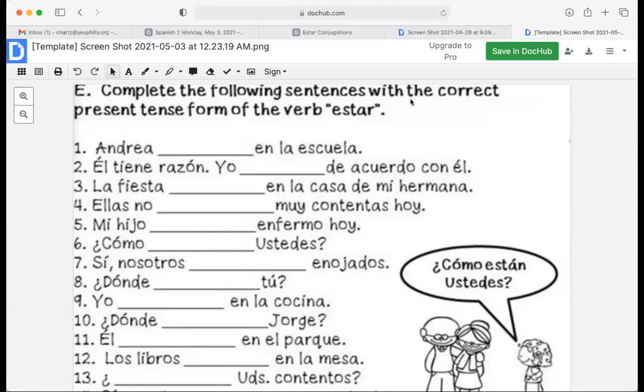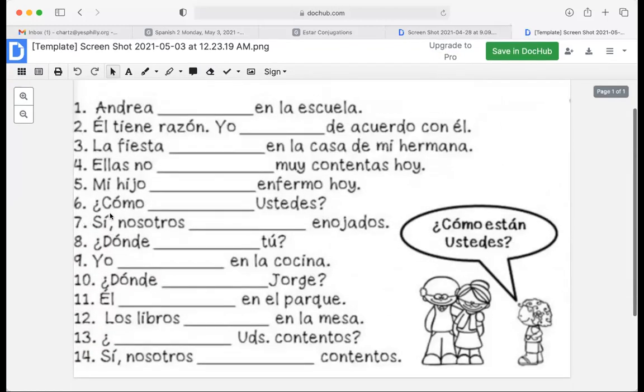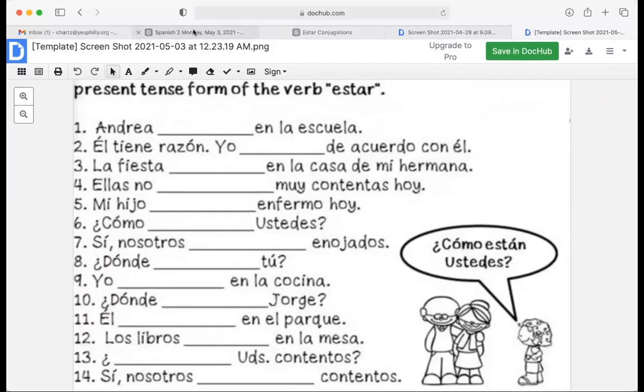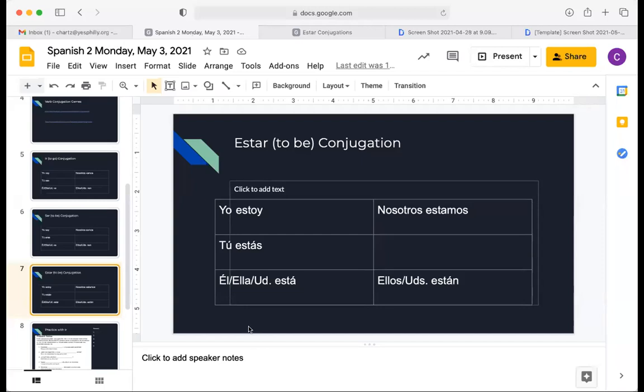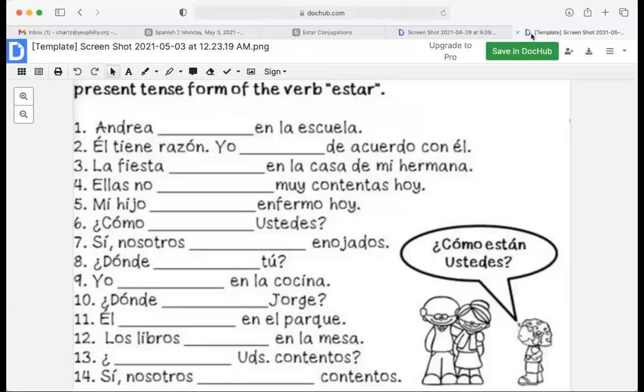So complete the following sentences with the correct present tense form of the verb estar. For the first one, Andrea blank en la escuela. So she is at school. We're going to use estar for all of these, so you're just going to conjugate that. Let's go back to our chart here. Andrea, so that's she, right? Here's our chart. We're going to go to ella está. So you're going to write Andrea está en la escuela.